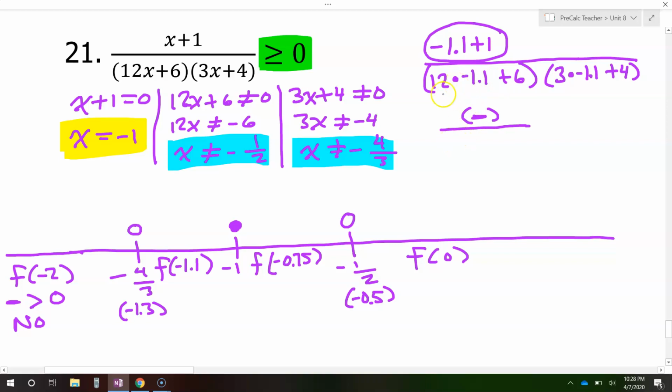This first set of parentheses, this first factor is going to be negative. How do I know? Imagine that this was just a negative 1. Forget the 0.1 for a second. Negative 1 times 12 would be negative 12. Negative 12 plus 6 is going to be negative 6. It's going to be negative. So multiplying by negative 1.1 is just going to make this a slightly more negative number. So I'm going to have a big negative number, bigger than this. So that's going to be negative.